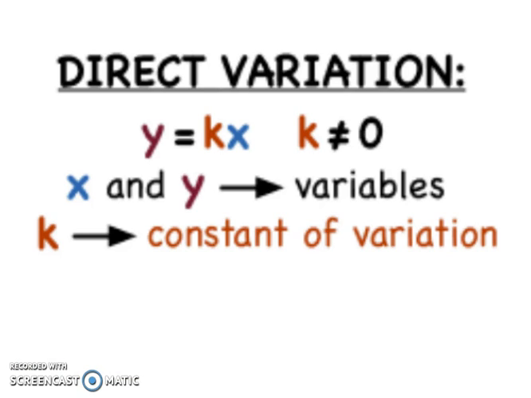Let's start with direct variation. That's when you have y equals k times x. For this to work, k can't be 0. K is your constant of variation. It's the thing that doesn't change. Your x and your y are your variables. They're your xy coordinates, if you will. So let's practice using them.